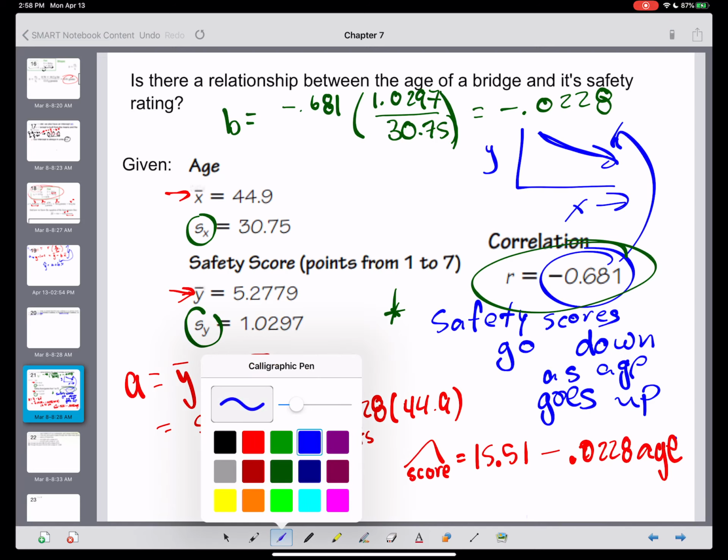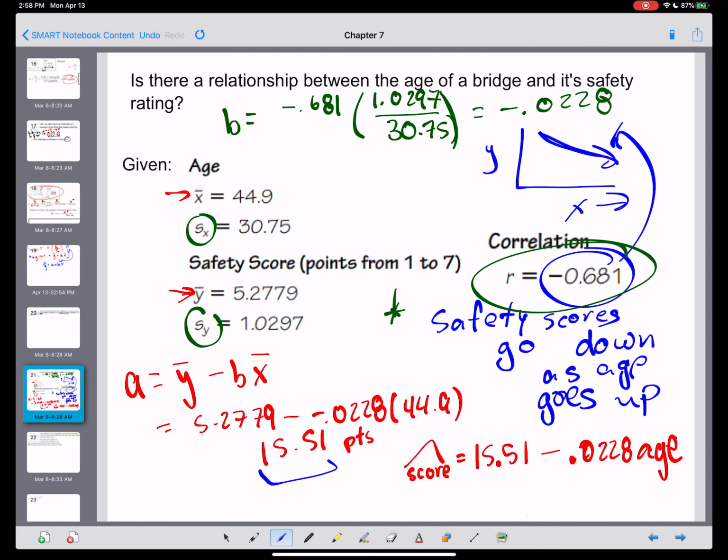Now, my question to you is, is our y-intercept meaningful? In which I will say, no, it is not meaningful. Okay, 15.51 is not going to be a meaningful number because our safety scores are only from 1 to 7. 15.51 is outside of that range, if that makes sense. Right? So that doesn't make sense. All right, cool. Okay, let's move on.